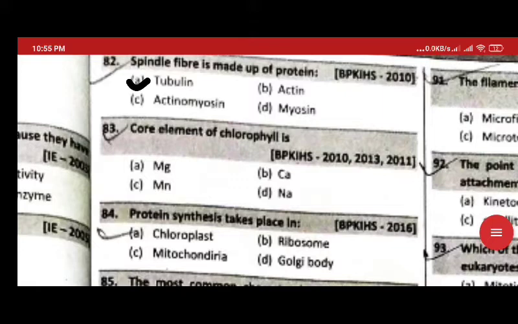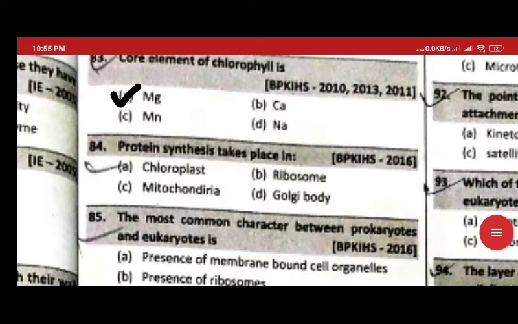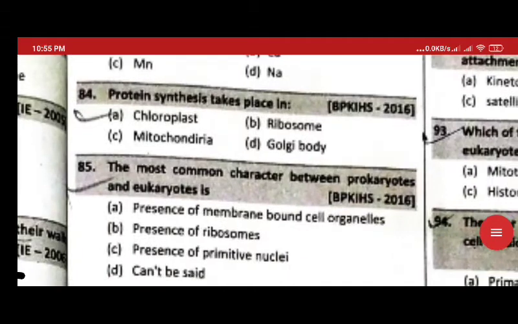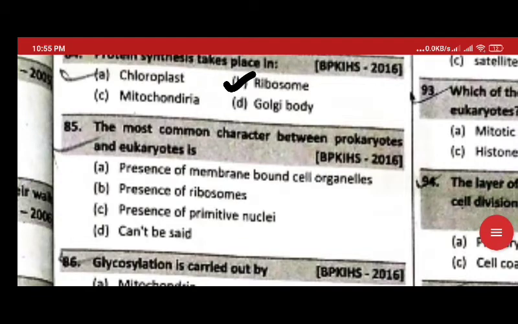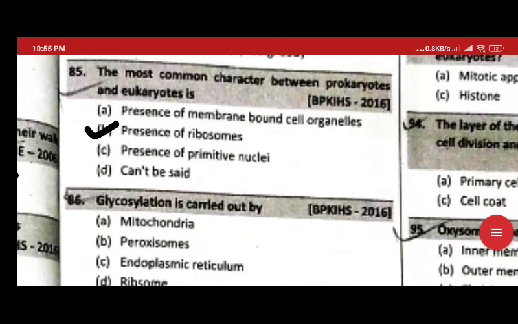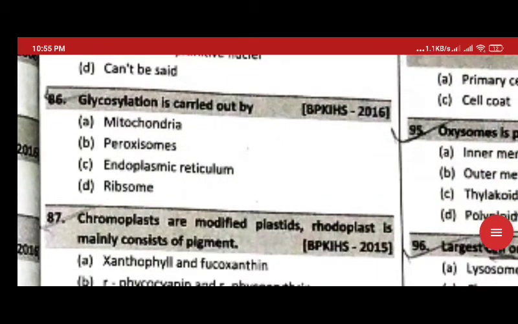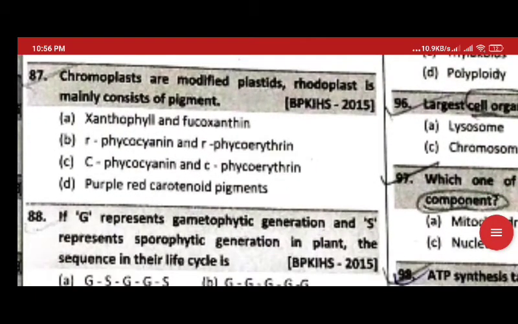And co-element of chlorophyll. So chlorophyll is for what? Magnesium, we can say magnesium, 83. Now 84, protein synthesis takes place in, so protein synthesis mainly takes place in what? Ribosomes. 84A. And 85, the most common character between prokaryotes and eukaryotes. So they both have the presence of ribosomes. 86, glycosylation is carried out, so glycosylation is mainly carried out by ER. So 86C.